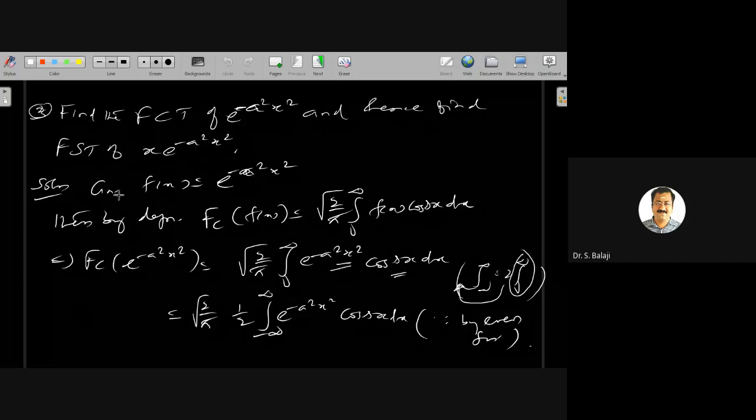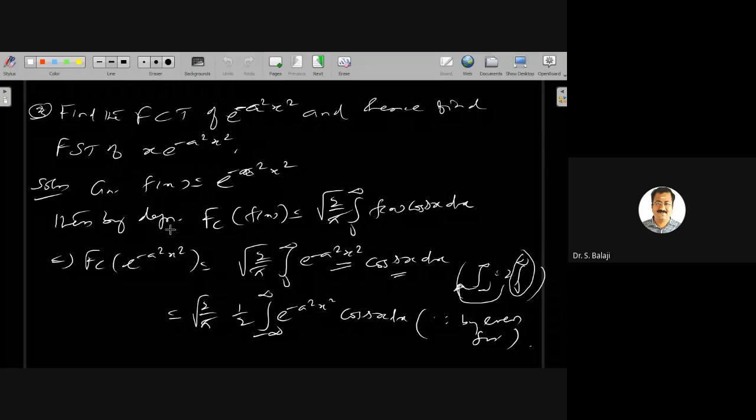The solution: given f of x equal to e power minus a square x square, they are asking for the Fourier cosine transform of this f of x, and from the result they are asking for the Fourier sine transform of x into e power minus a square x square. Here you can use the property. First find the Fourier cosine transform of f of x equal to e power minus a square x square.